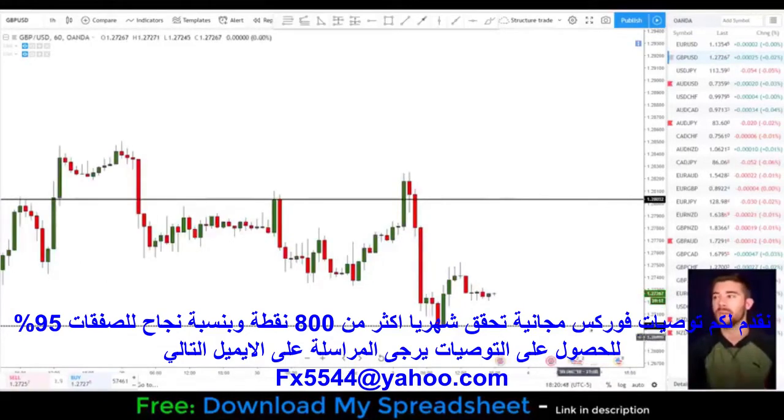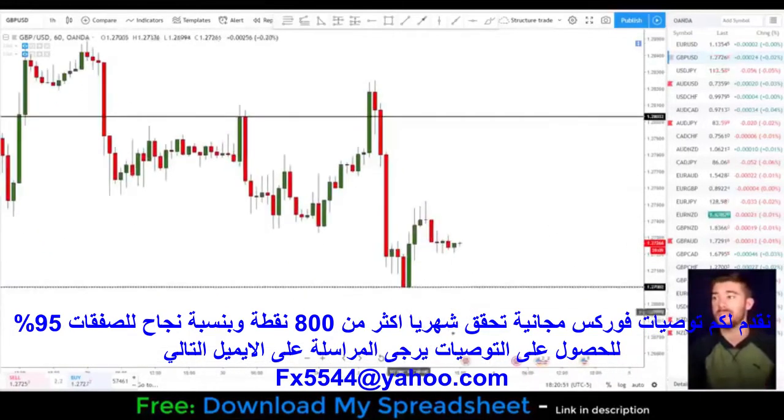Here we are on the hourly chart, and let's actually check since hitting the 1.27 area. Go ahead and grab our ruler tool. This market has pushed up 50 pips, about half of what we expected. So what does that mean?